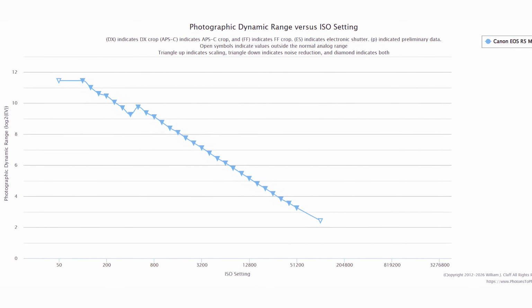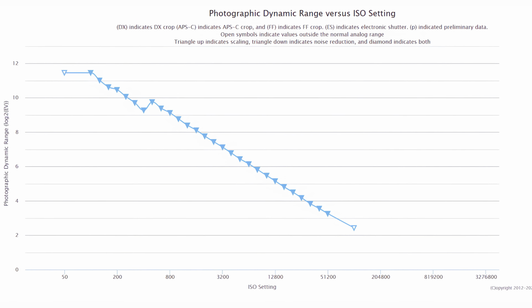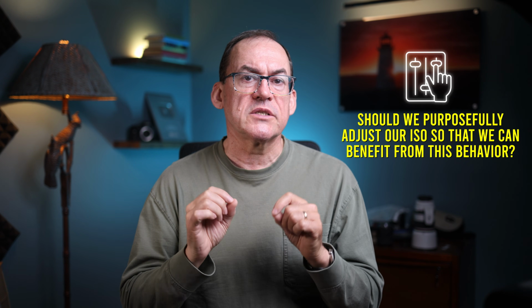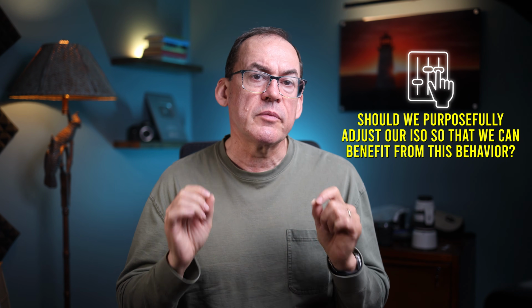Also, if we look at charts of measured dynamic range, we also see a small change in the dynamic range, with a slight improvement at ISO 500 over 400, for example, in this case. This leaves us with a question. Should we purposefully adjust our ISO so that we can benefit from this behavior?